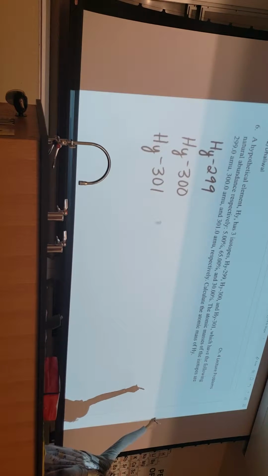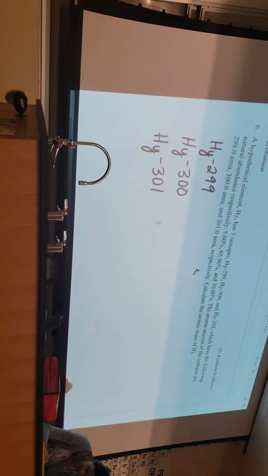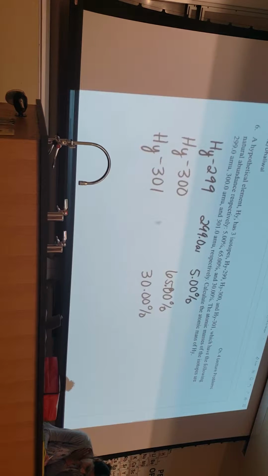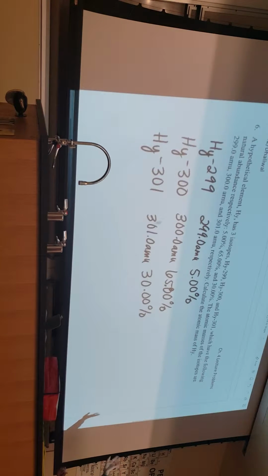If you look at the natural abundance, here I have 5%, here I have 65%, and then here I have 30%. And it says the isotopes are 299.0, 300.0, and 301.0. So they're just using the mass to assign the mass number. Now, again, the actual percentages vary. Now, if I look at this, I need to figure out the atomic mass of this hypothetical element.